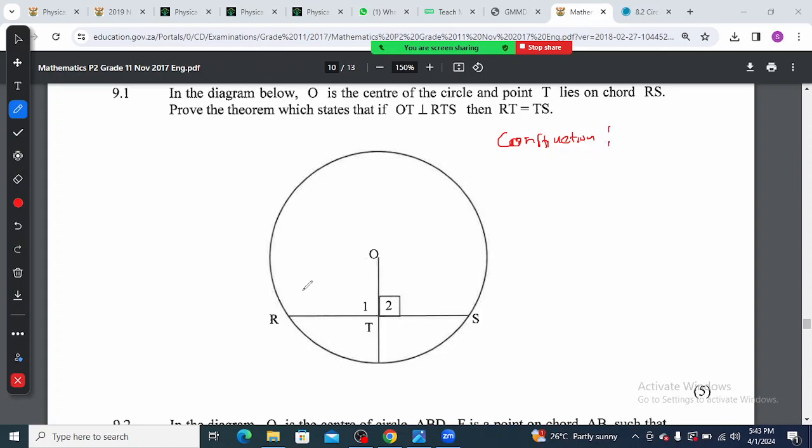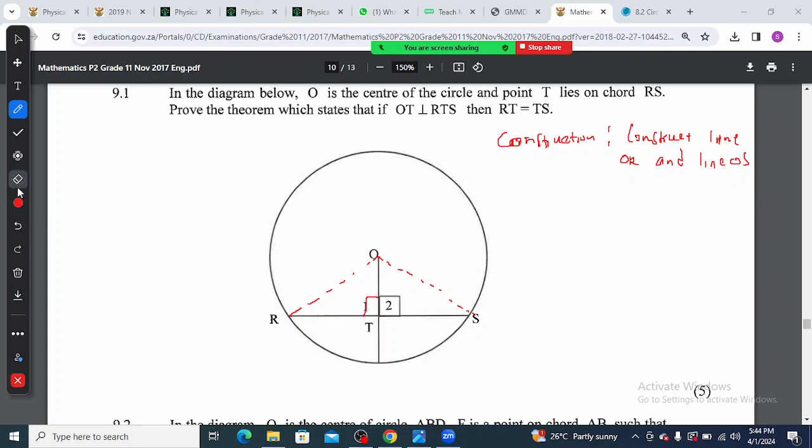So here, I would construct line OR and I would construct line OS, and you need to write it here. So you say: construct line OR and line OS. And then you can see that we have two triangles, and since we have 90 here, we also have 90 here.